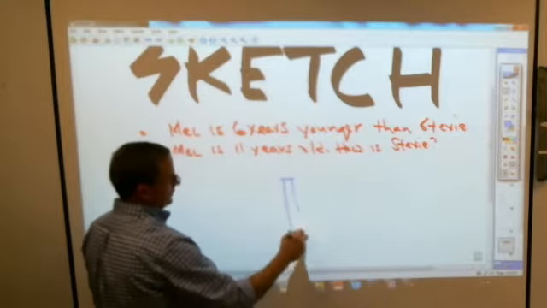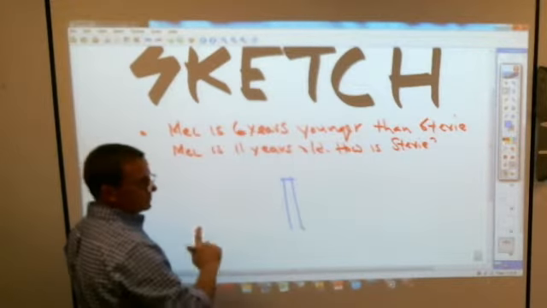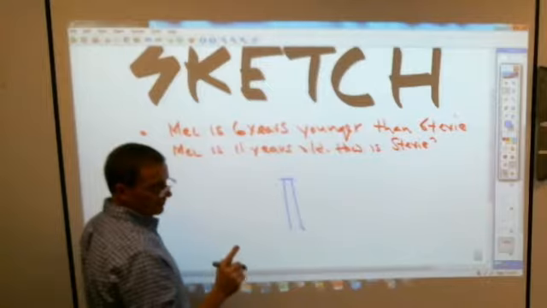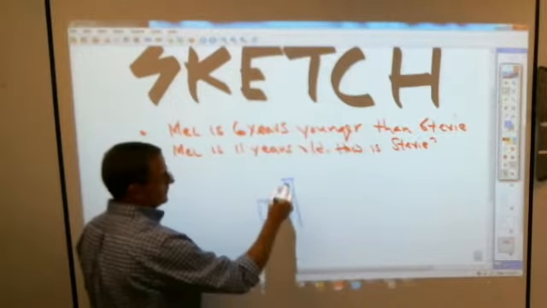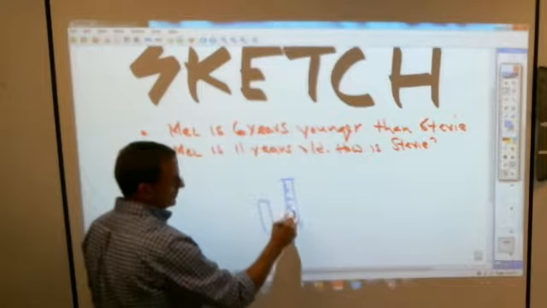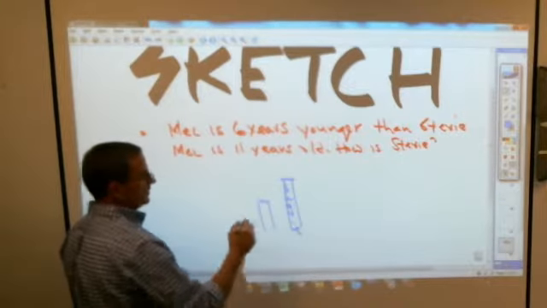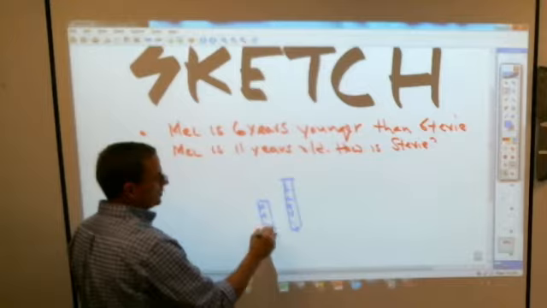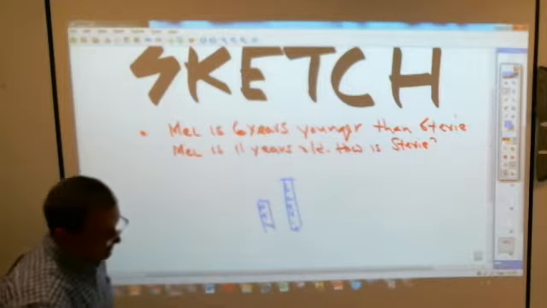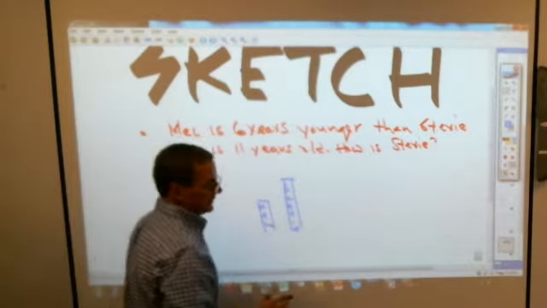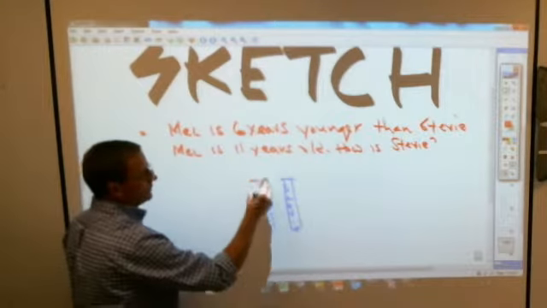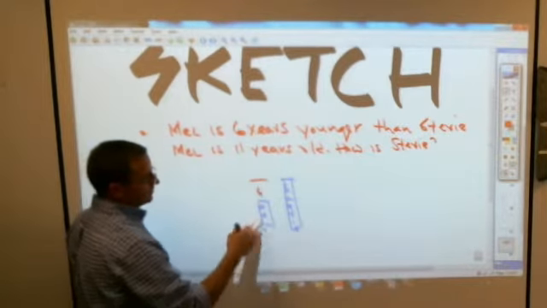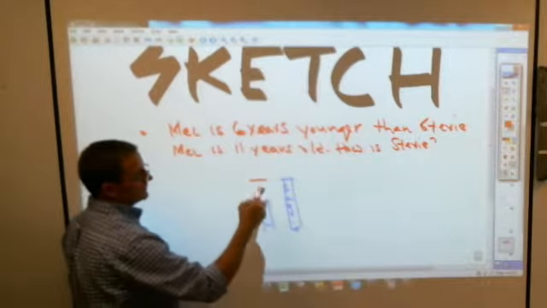You've got Mel compared to Stevie. And Mel is younger, right? So Mel is going to be a smaller or shorter bar than Stevie. Stevie is older, so he gets to be taller, as do all older people. And this is Mel right here. So you can automatically see who is younger. Mel is. And how much younger is he? 6 years. So the difference between them is 6 years. If you take Mel's age and add 6 years to it, you're going to get Stevie's age.